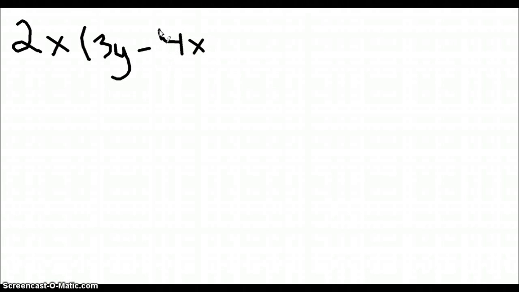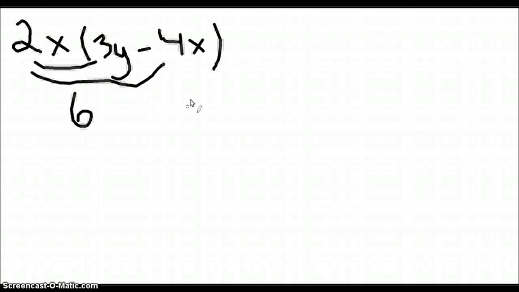Here's the first example: 2x times the bracket 3y minus 4x. First you're going to want to multiply the coefficients, which is 2 times 3, and that equals 6. Then you're going to want to multiply 2 times 4, which is 8.